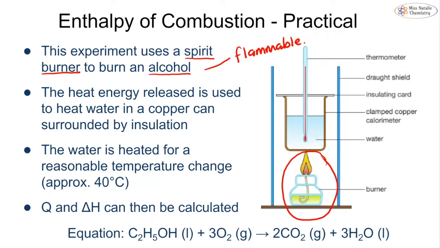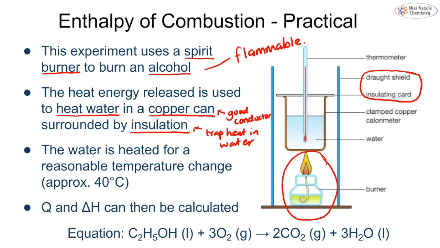Now, because this is going to be a flame, we cannot simply just stick a thermometer in it and see what the temperature is, because it's going to be masked by the flame. So what we do to figure out the heat energy that's being released is we use it to heat water in a copper can surrounded by insulation. So the copper can is used because it is a good conductor. Copper is a very good conductor of heat, and the insulation is there to trap the heat in the water. So we would probably use some sort of lid or insulating card, and we would use something called a draft shield, and this is our insulation here.